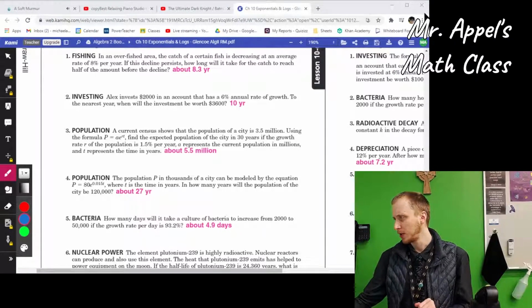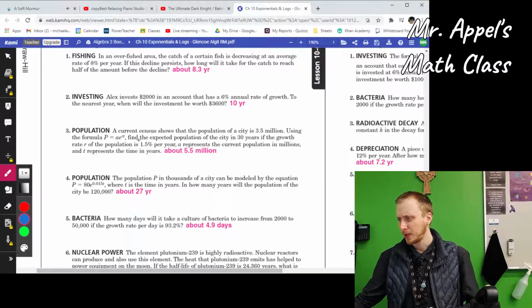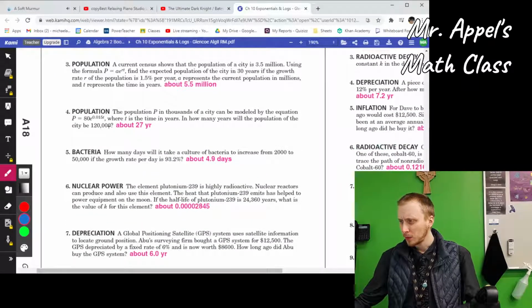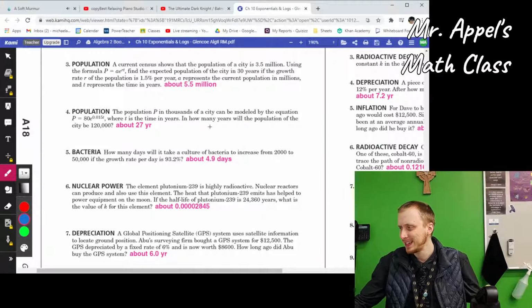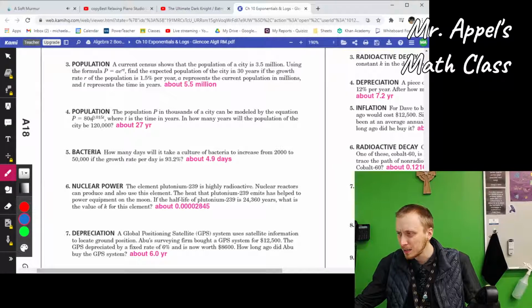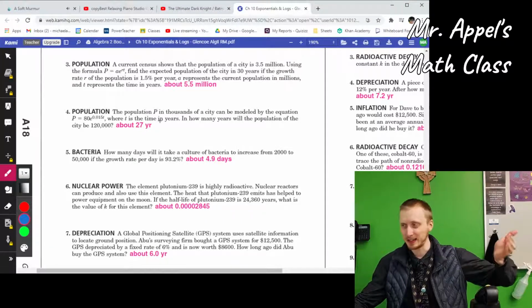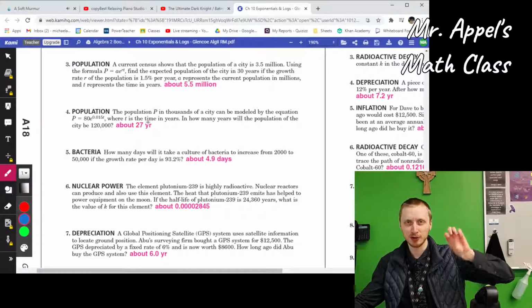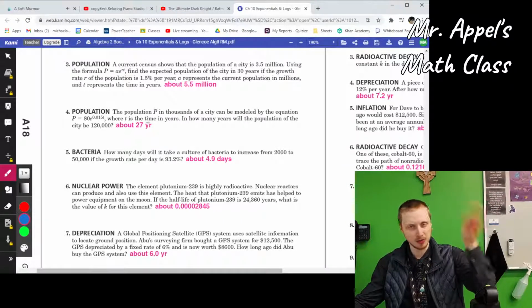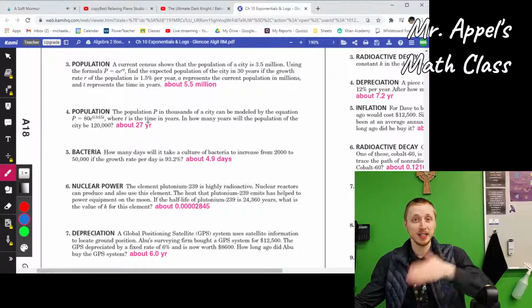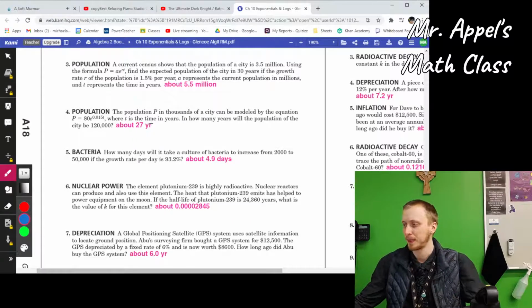Go over number 4? Sure. So 3 was 5.5 million. 4, population P in thousands of a city can be modeled by the equation P equals 80 times e to the 0.015t, where t is the time in years. Remember, this is always years passing. Don't actually plug in 1981 for t. How many years since the event?